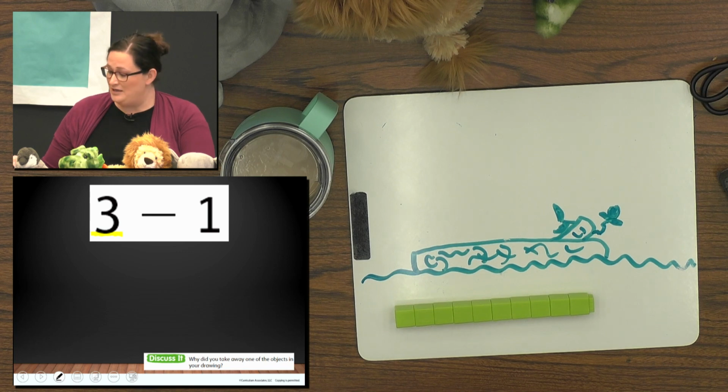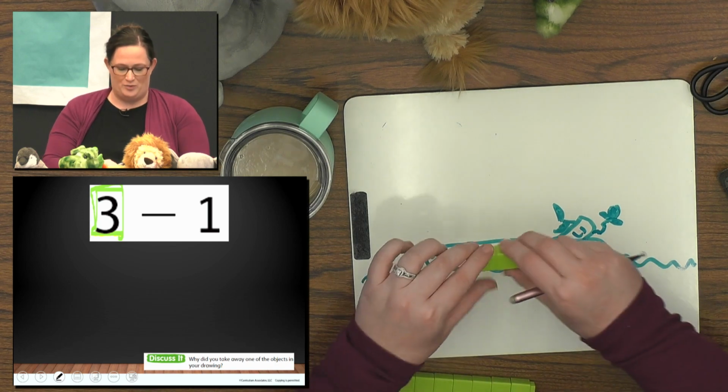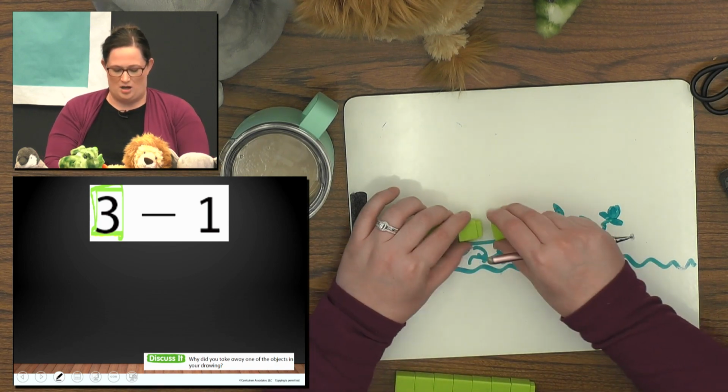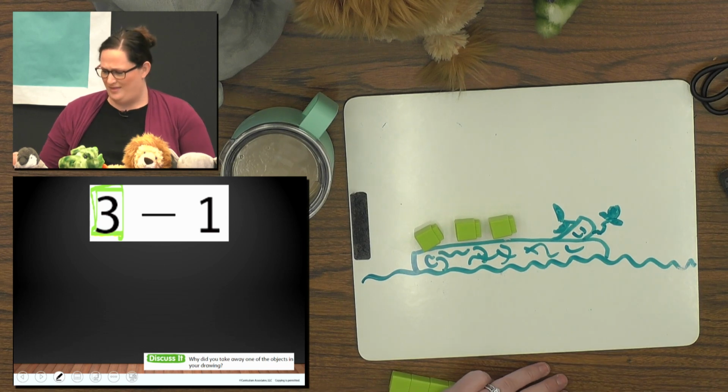3. How many frogs are starting on the log? It's this number. This is the whole. How many frogs were there all together? 3. Go ahead, put 3 frogs on your log. Okay? How would we draw that?